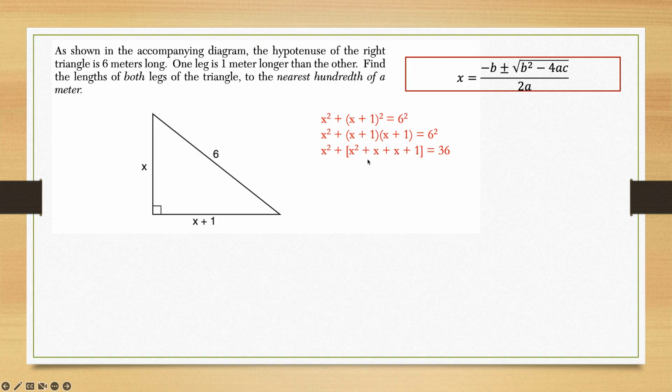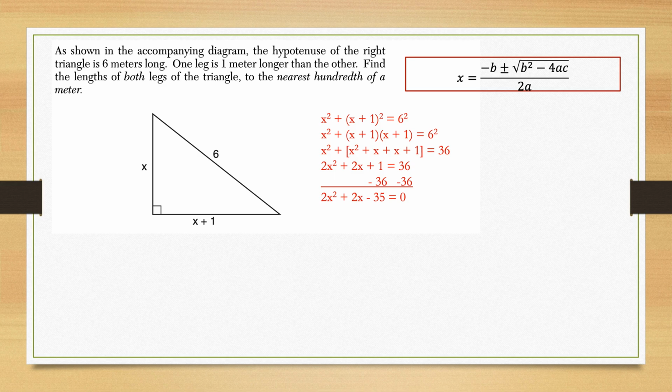Double distributing, I get x squared plus x plus x plus 1. And then simplifying, 1x squared and another x squared is 2x squared. x and x make 2x, plus 1 is 36. Subtracting 36 from both sides, and I get this quadratic equation that says 2x squared plus 2x minus 35 equals 0.